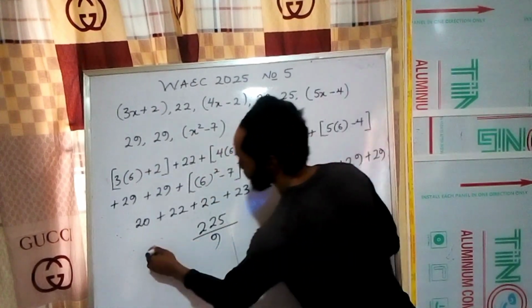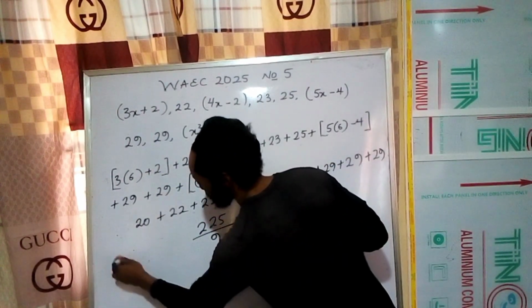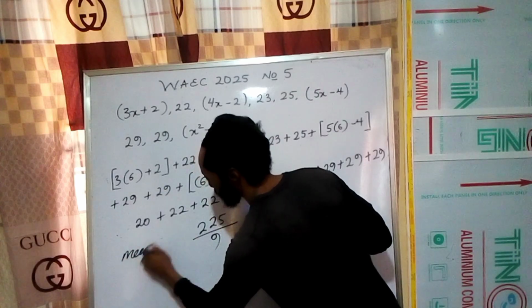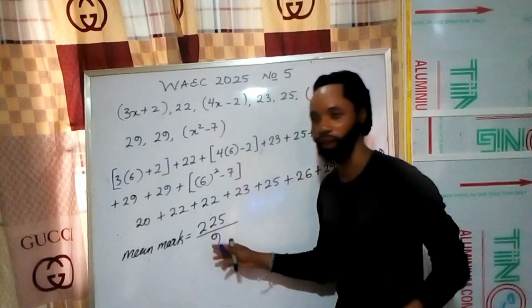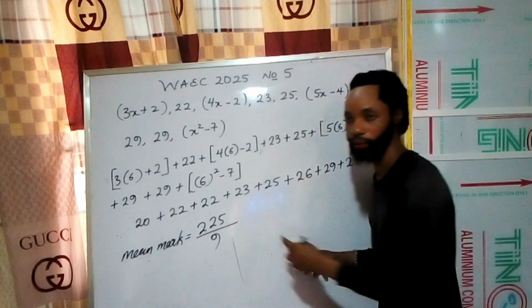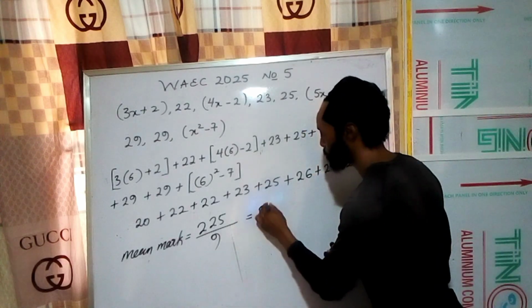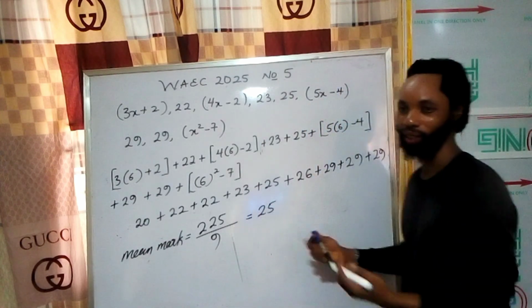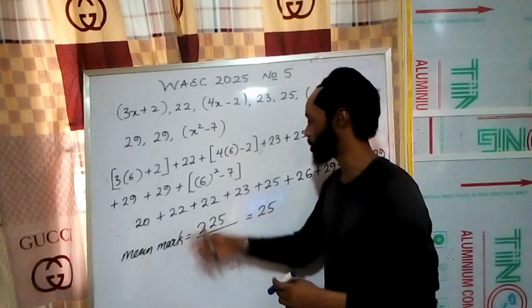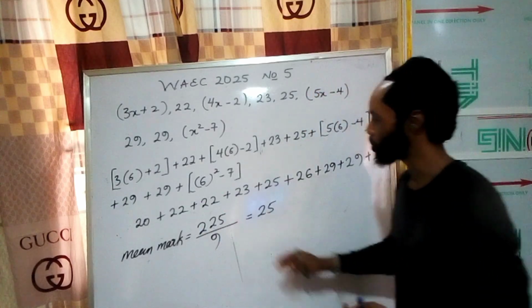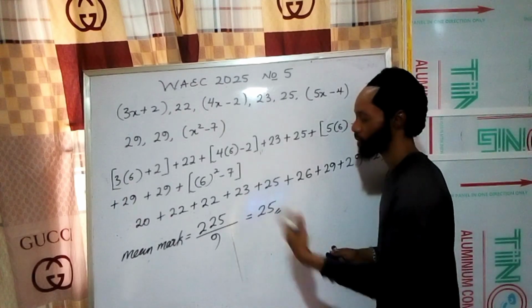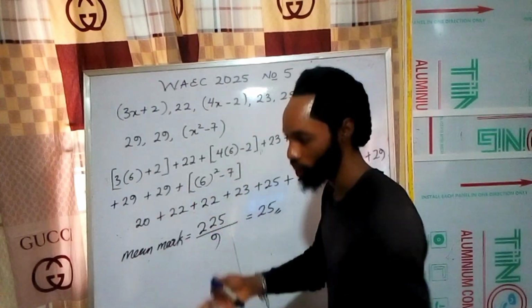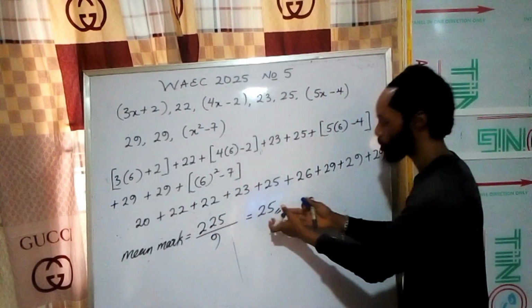So our mean, remember the mean mark, is going to be 225 divided by 9. So the mean mark is 25. That's the average score. So that answers the first question and the second question: if x is 6 or negative 3, then the mean is 25.